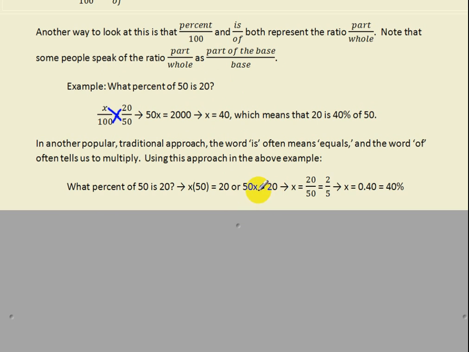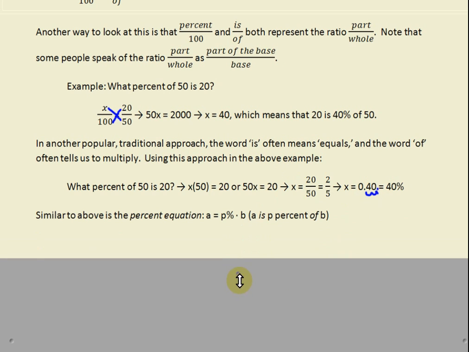And this time we solve by dividing by 50, so x equals 20 over 50, which simplifies to 2 over 5. And then because we're working with percentages, we can go ahead and convert that to a decimal. And if you take 2 divided by 5, you'll get 0.4 or 0.40. And then remember, to convert a decimal to a percent, we have to move the decimal point 2 to the right, and we end up with 40%, just like we did in the first case.